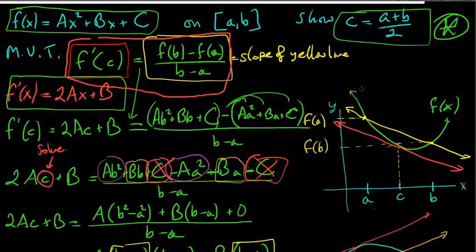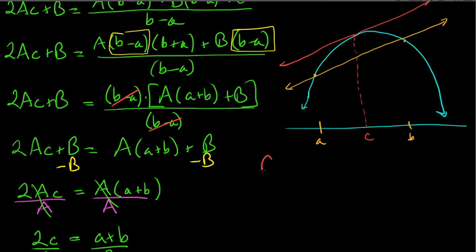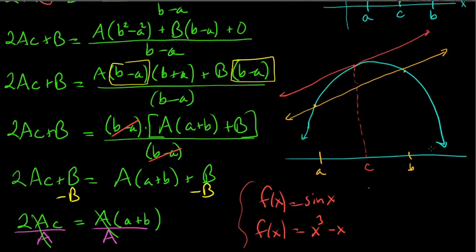But that's only true for a parabola. That's only true for quadratic functions, right? It's certainly not true for other functions like sine of x or x cubed minus x. For other curves and other functions, that's not going to happen. Or if it does happen, it's a coincidence, or it might happen for very particular values of a and b, but not in general. For a parabola, it's true in general for any a and b you pick.